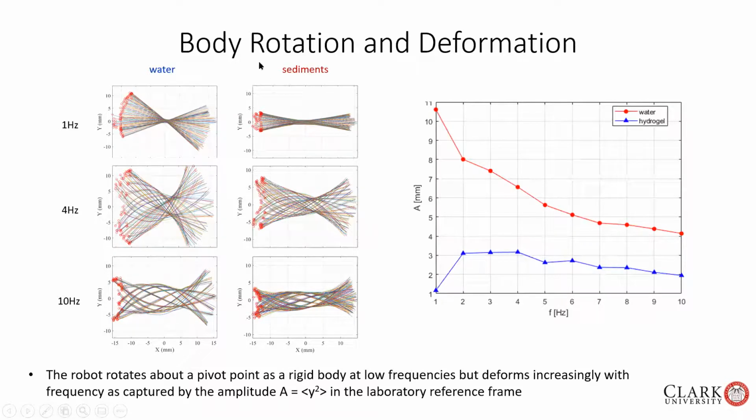And we're going to discuss the second definition of the amplitude, which is the body rotation and deformation. For 1 Hz, similarly, we can see the body behaving as a solid rod pivoting at the pivot location. As we increase the frequency, the exaggerated displacement in the y direction becomes less and less. As a result, we can see that the amplitude decreases as we increase the frequency.